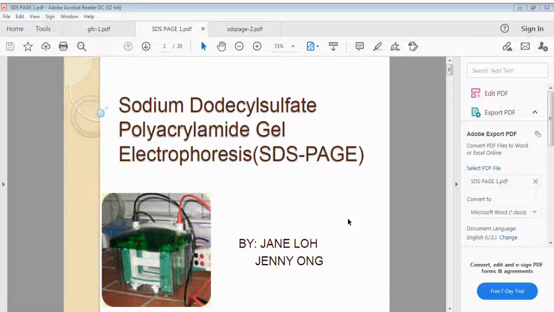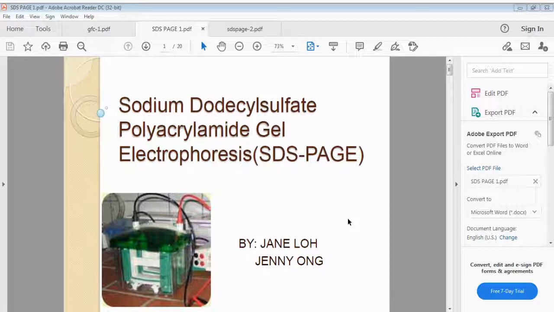Okay. So now we will see about SDS page. Are you able to see this sharing? What can you see now? Sodium dodecyl sulfate. Okay.